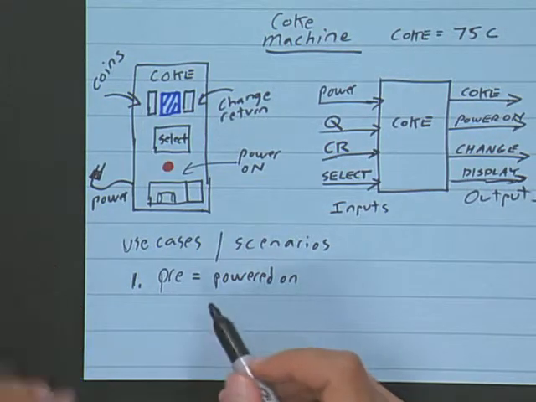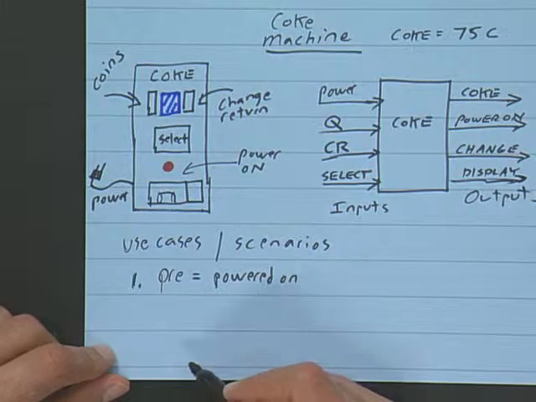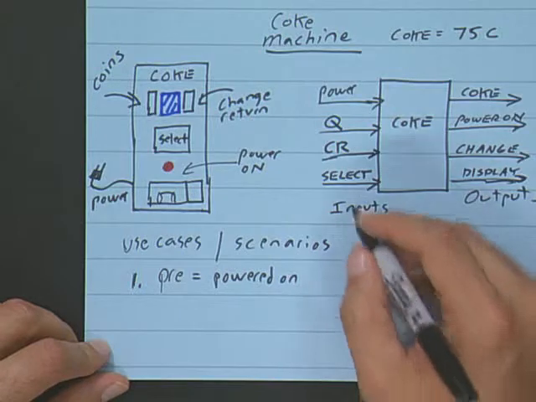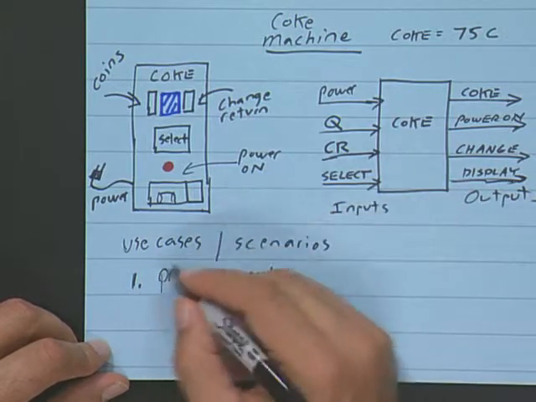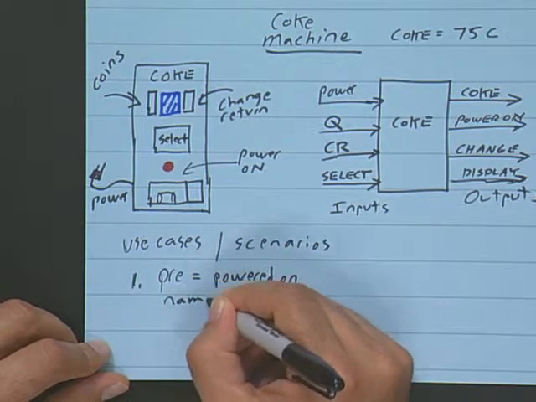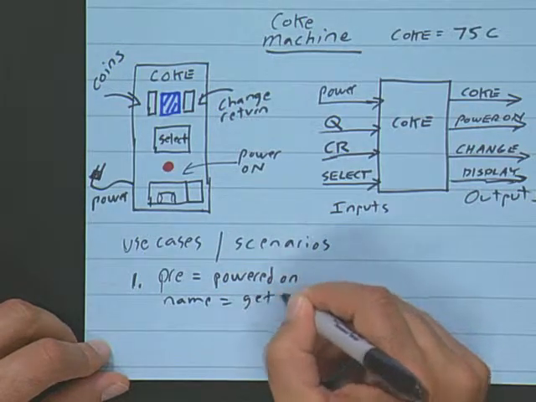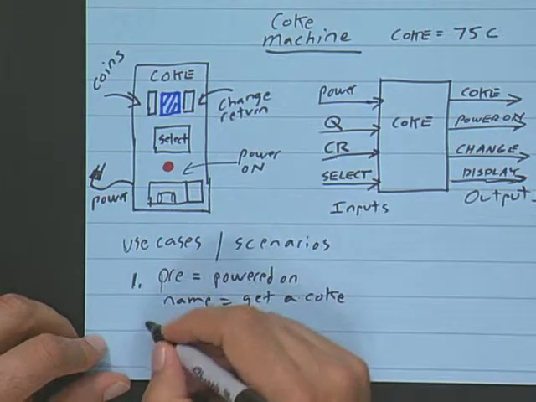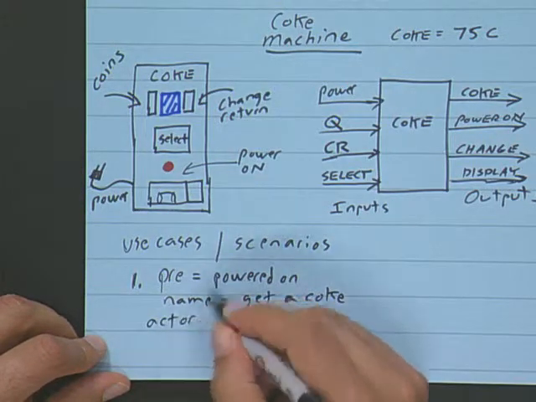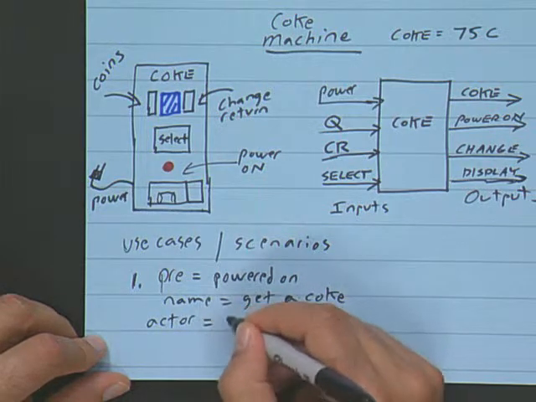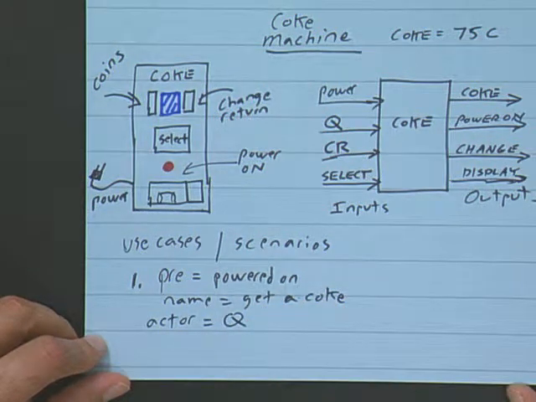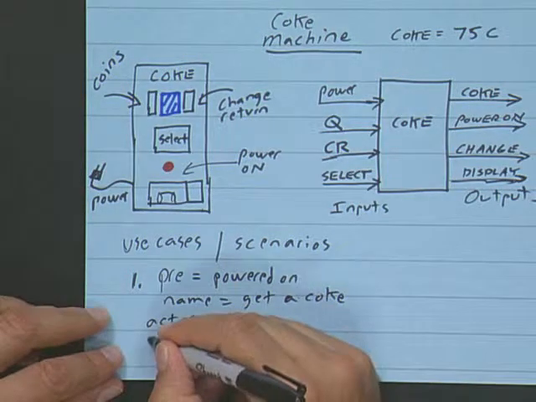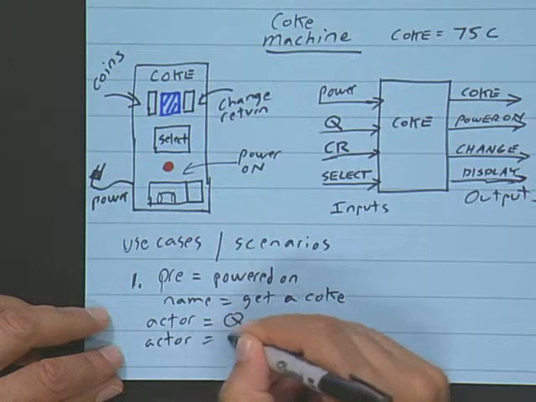So now, one scenario could be, I'll go through this quickly, we'll call scenario one, the name would be, just get a Coke. The way this might work is that the actor would walk up, the machine's already powered on, the actor would deposit a quarter, right? You can only take quarters. And then the actor would deposit another quarter.